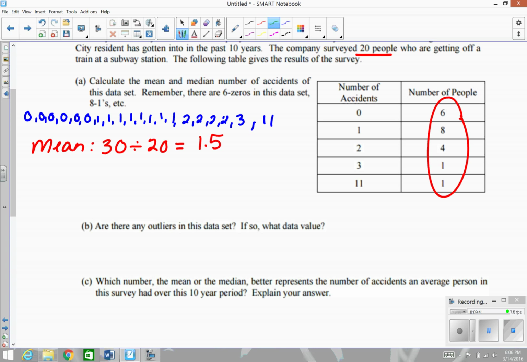And then remember that the median is the middle value. If there are 20 data points here, then halfway in the middle would be 10. So if I count 1, 2, 3, 4, 5, 6, 7, 8, 9, 10, I'm expecting it to fall right in between here. We just double check: 1, 2, 3, 4, 5, 6, 7, 8, 9, 10. So we are good. And because it falls between 1 and 1, there's no doubt in our minds the median is 1 accident.